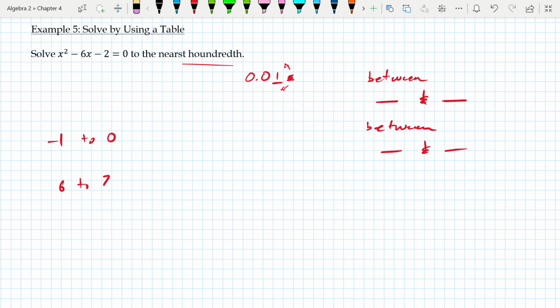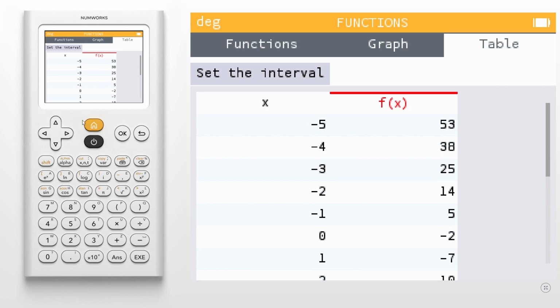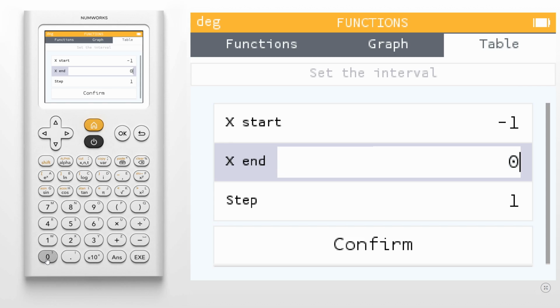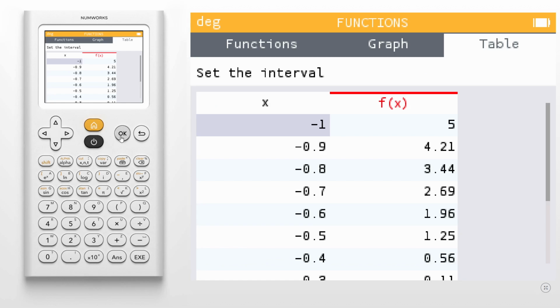So when I go to NumWorks, I go back up to set the interval, and I click OK, and let's find between negative 1 and 0. So I'm going to make the x start negative 1 and the x end 0, and I have to change the step to 0.1. Now I could change it to 0.01 and look for the hundredths right now, but I would literally have to look through 100 numbers. Right now I'm narrowing it down to have to look through 10 numbers. Go ahead and click confirm.